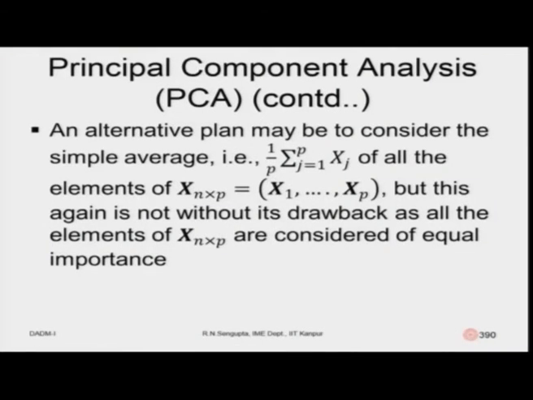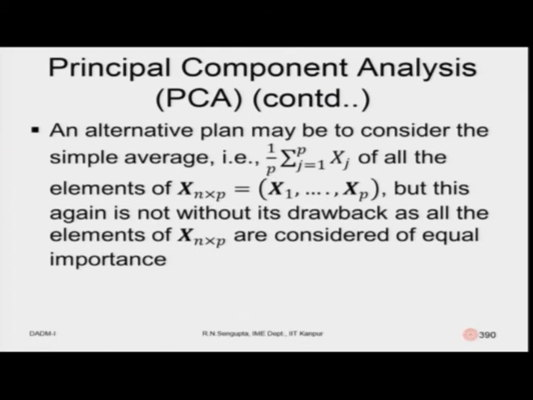An alternative plan may be to consider the simple average, that means we find combinations of the variables x1, x2, x3 till xp in such a way that we find some convex combinations of that. So, that is what we will come to. We are giving weightages, and considering there are p number of variables, obviously the weightages for each of them would be 1 by p. Obviously, it can change, but that will depend on which variables you think have maximum importance. So, it is the simple average of all the elements x1 to xp.